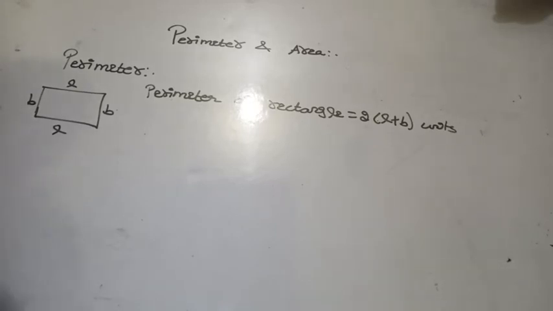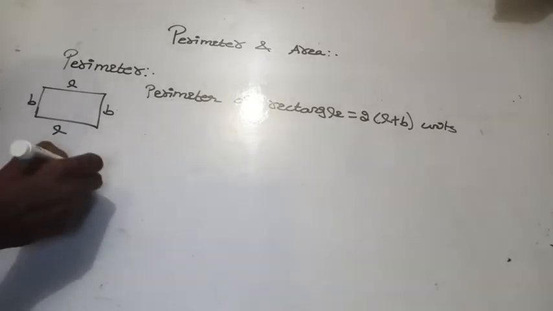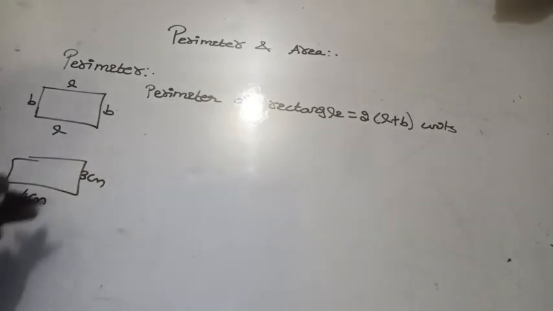Am I right? If it is 4 centimeter and 3 centimeter, then perimeter will be 4 plus 3 is 7. 2 times of 7 is 14 centimeter. Then perimeter of a triangle, equilateral triangle.